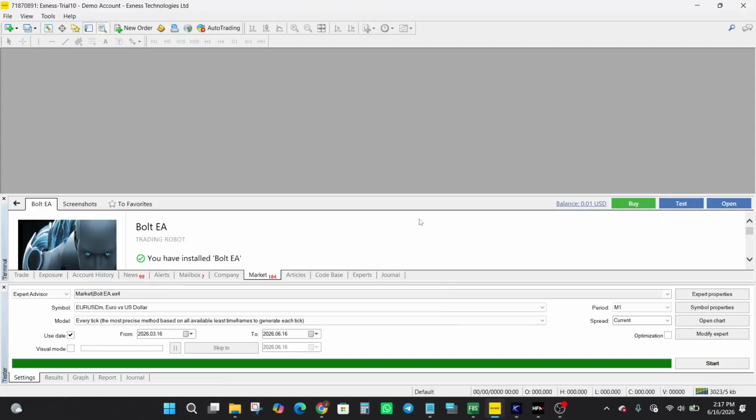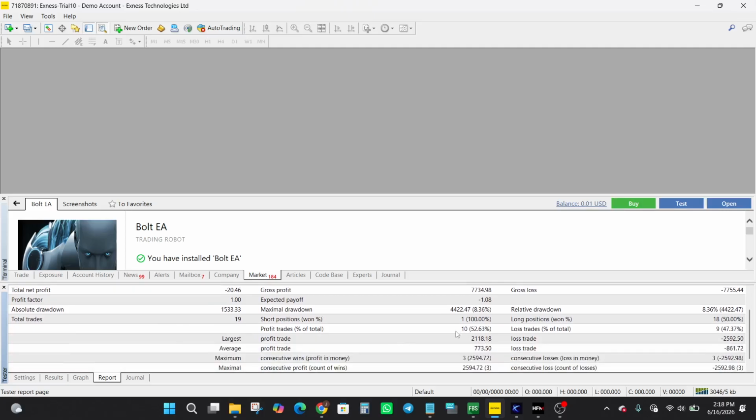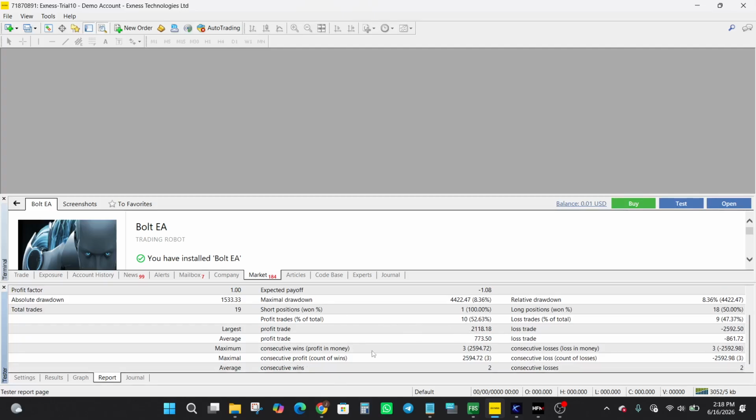Now let's just head over to our strategy tester as well. Let us see how this EA performed on EURUSD on the M1 time frame as recommended over the past 3 months in 2026. So I can see that from an initial deposit of $50,000, the total net profit was negative 20.46, and out of 19 total trades taken, the profitable trades were just 10, giving us a 52.63% win rate.